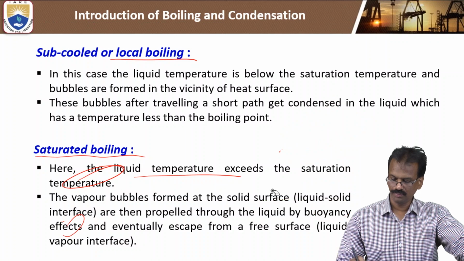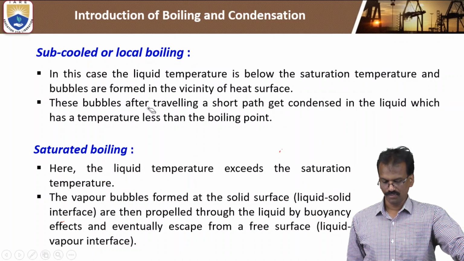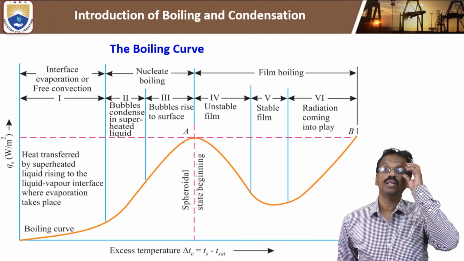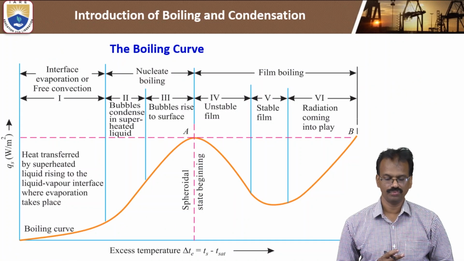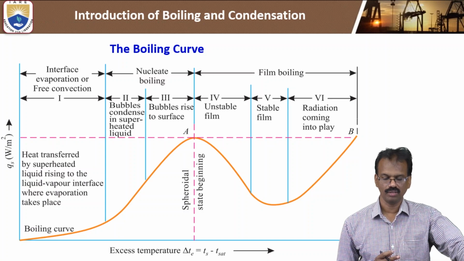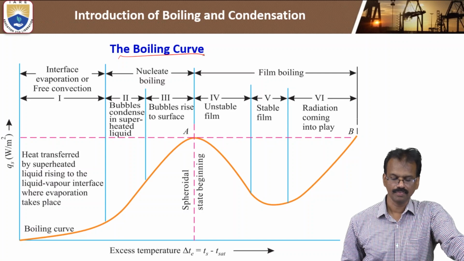This is the type of saturated boiling. So these are the four types of boiling. Now we'll see the boiling curve, the process of phase change in the boiling process.